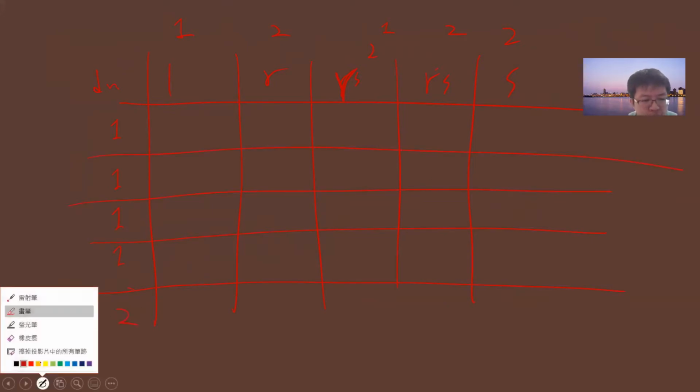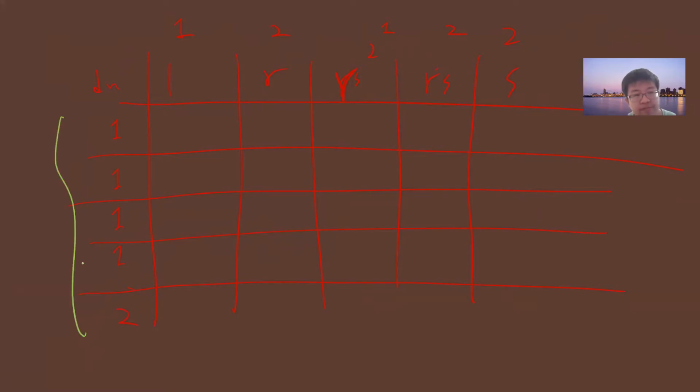Okay, so let's write down a table, right? The table should look like 1, R, R squared, RS and S, and the number of conjugates, the number of elements, is 1, 2, 2, 2, 1, right? Okay, and then the dimensions, which I already proved, are 1, 1, 1, 1, 2. And then this is trivial. Okay, so it seems like this is all we know, right?